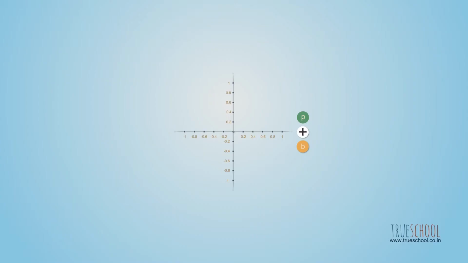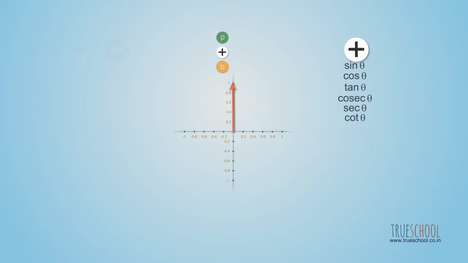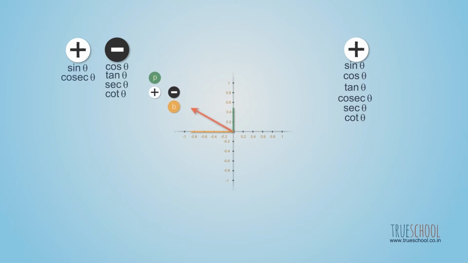From the above analysis, we can also find the signs of trigonometric ratios in different quadrants. Hypotenuse, which is magnitude of our rotating vector, is always positive. In the first quadrant, we see that both perpendicular and base, that is the y component and x component, are positive. So all the ratios are positive. In second quadrant, only perpendicular is positive. So only sine, that is p by h, and cosec, which is h by p, are positive.